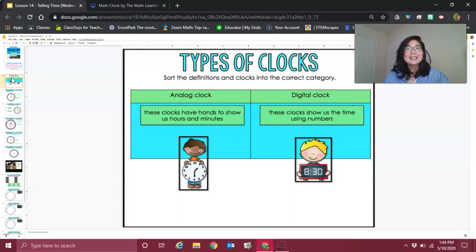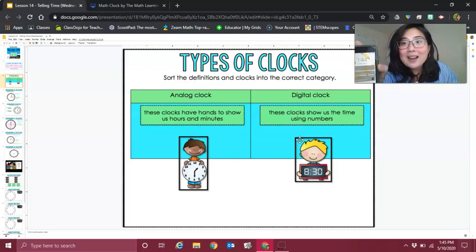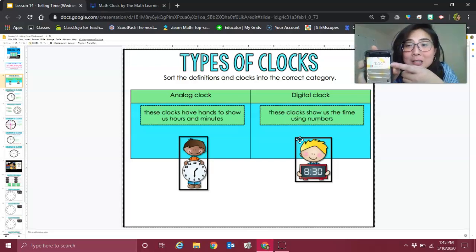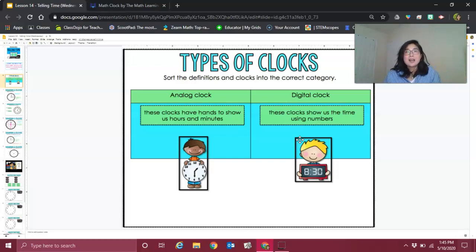So we have a digital clock. A digital clock shows us the time using numbers. So let me go ahead and show you an example of a digital clock. Now, I use this digital clock every single day. And what I'm talking about is my phone. Now, if I look at my phone, it says it's 1:44. That is the time in digital form because it's showing me the time using numbers.